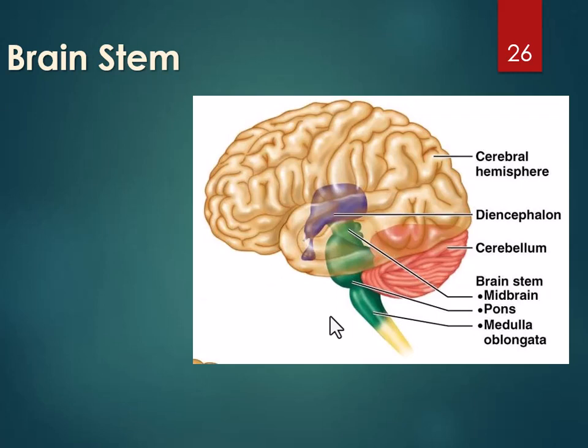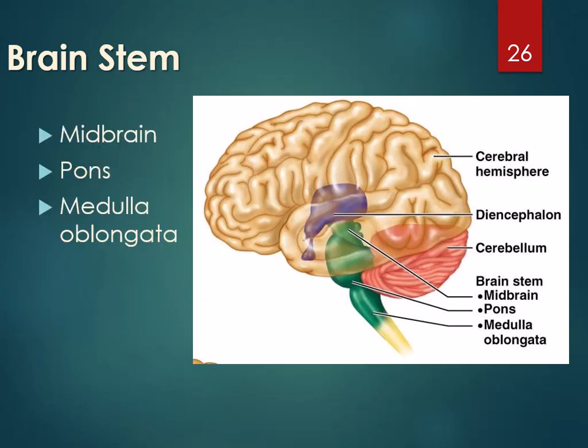The pons basically regulates breathing rate, the rate and the depth of your breathing, and the medulla oblongata also plays a role in breathing, but also your heart rate. All the nerves leaving the brain go through the medulla oblongata, and it connects the brain to the spinal cord. Okay, so that is the brainstem.